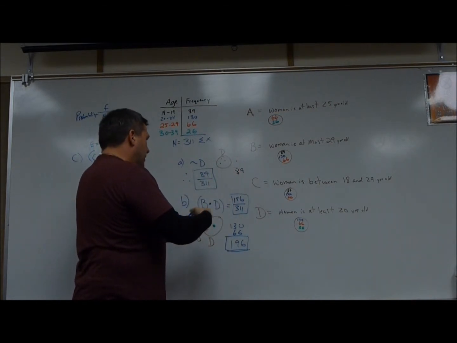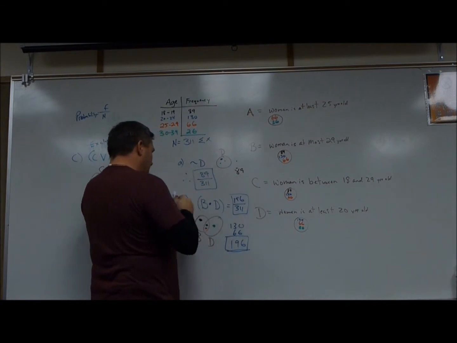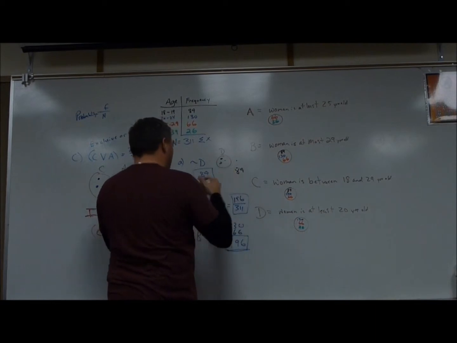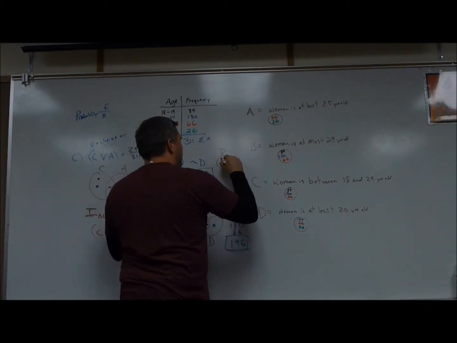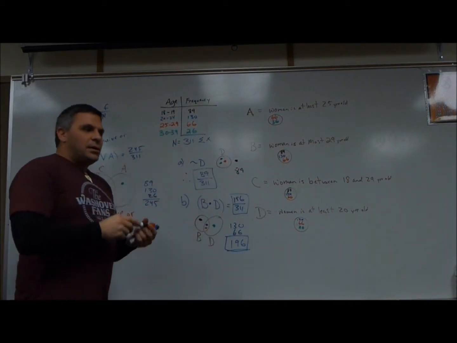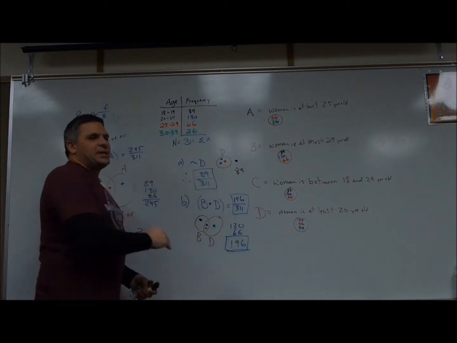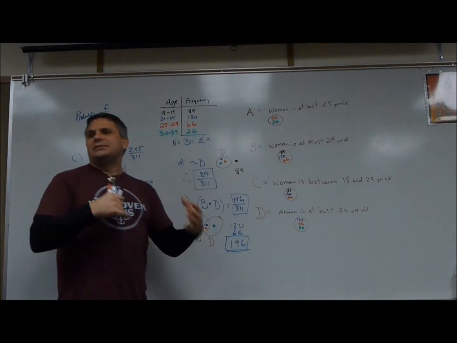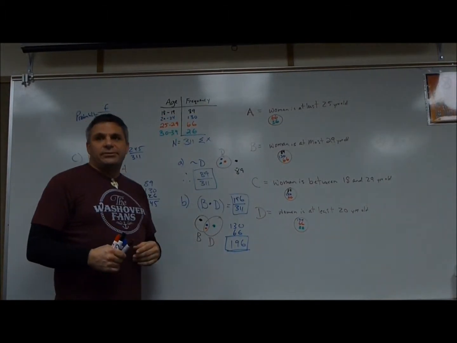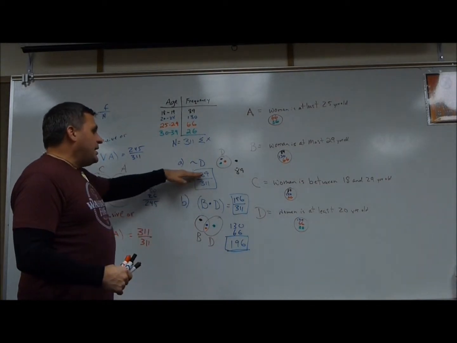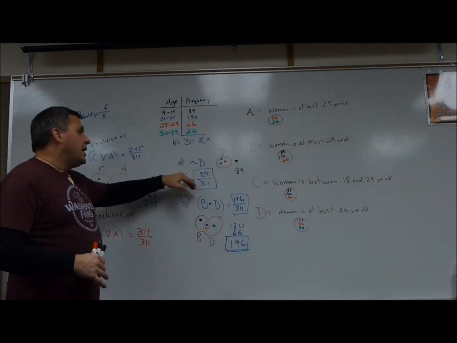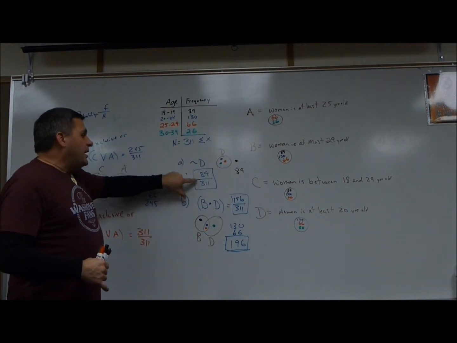So we have this blue dot on the inside, green dot on the inside, red dot on the inside, and the black dot is on the outside. So not D would be represented by the black dot, because that's the only thing that's not in D. And so that would be 89. 89 is the frequency for not D. And so 89 out of the total will give us the probability of it occurring. So the total is 311, so we have 89 over 311.